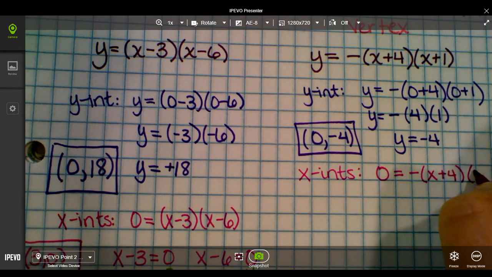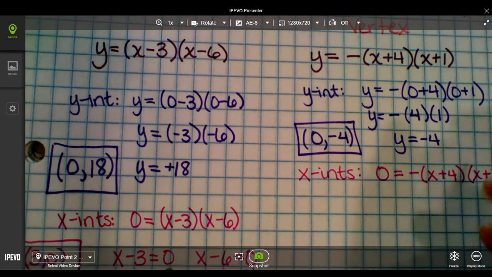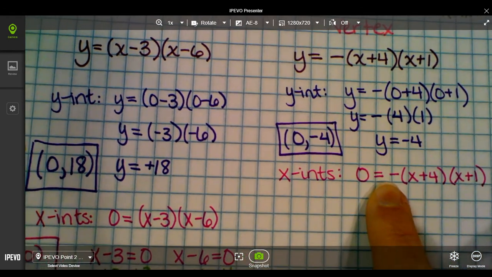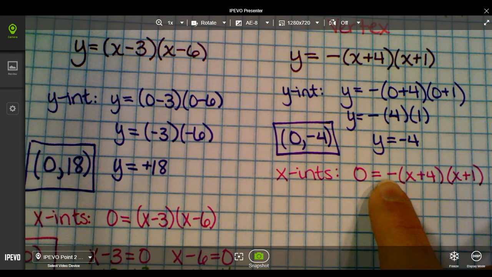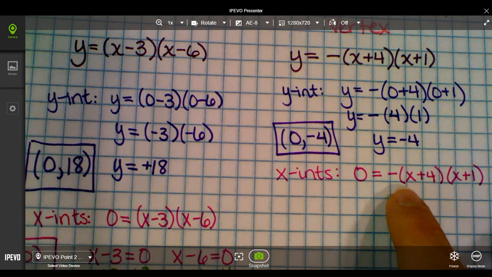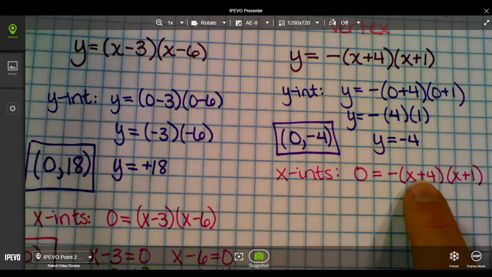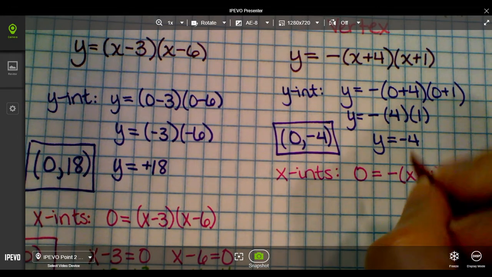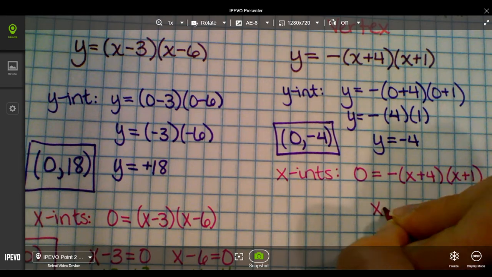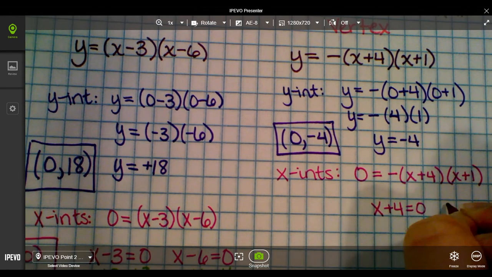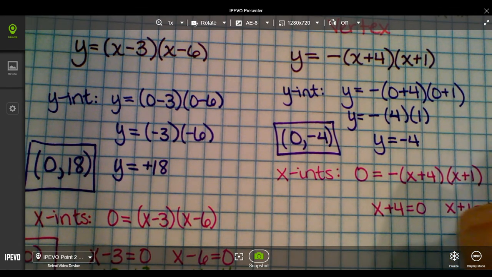Now notice over here I have three things that are getting multiplied together because this is technically a negative 1 in front over here, but I can't set a constant equal to 0. And you guys should know that a parabola cannot cross the x-axis more than twice anyway. So when I'm using the zero product property, I'm only going to use it with these guys that actually have an x to solve for. So I'm going to set those two equal to 0, x plus 4 equals 0, x plus 1 equals 0.